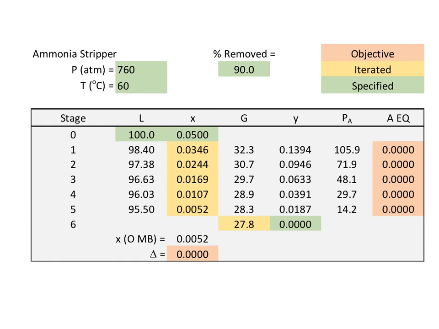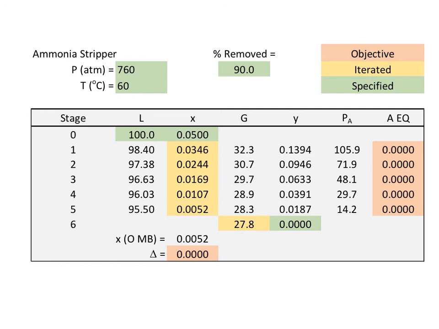Here I've pressed Solver, and now you see that all the ammonia equilibrium equations are satisfied, and we have reached the stage-by-stage calculation that matches the overall material balance. And so this is the final answer. So it requires 27.8 moles per second of gas to accomplish this 90% removal.